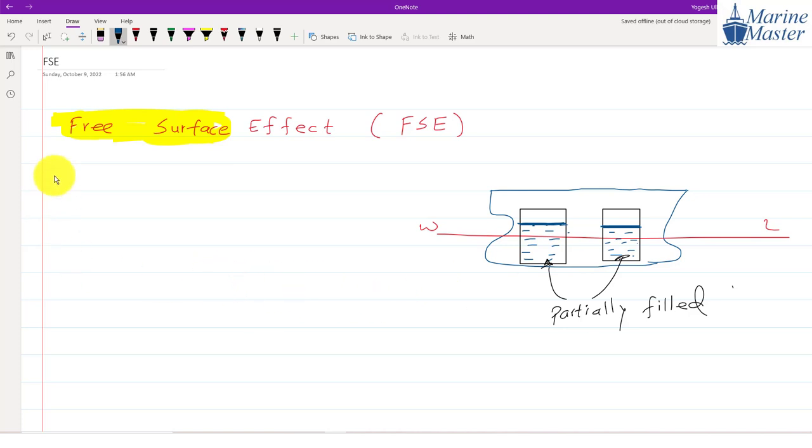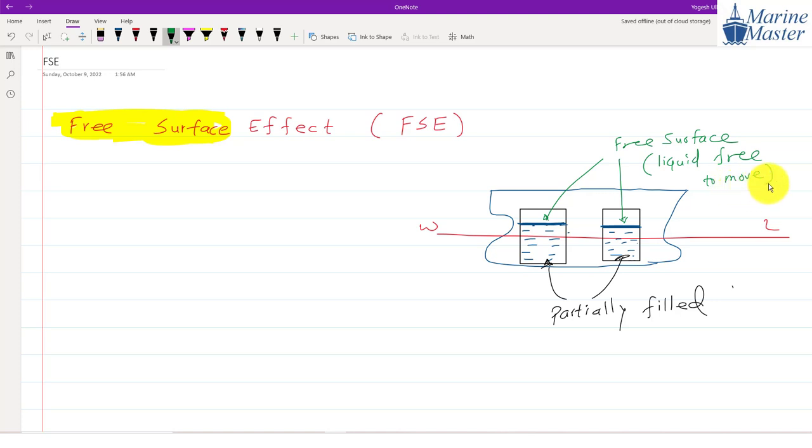Whenever there is a liquid free to move, it means it has a free surface. This is meant by free surface. What is the meaning of free surface? Free surface means the liquid is free to move.